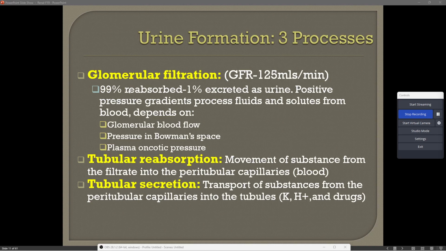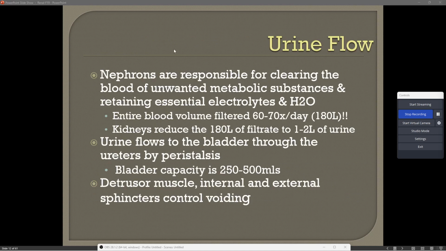Tubular reabsorption, we've already talked about, but I'll say it again. It's the movement of substance from the filtrate into the peritubular capillaries or the blood. So, in other words, what I would like to keep. Tubular secretion, what I don't want to keep, is transportation of substances from the peritubular capillaries into the tubules for eventual excretion in the form of urine, specifically potassium, hydrogen, and any drugs or waste.